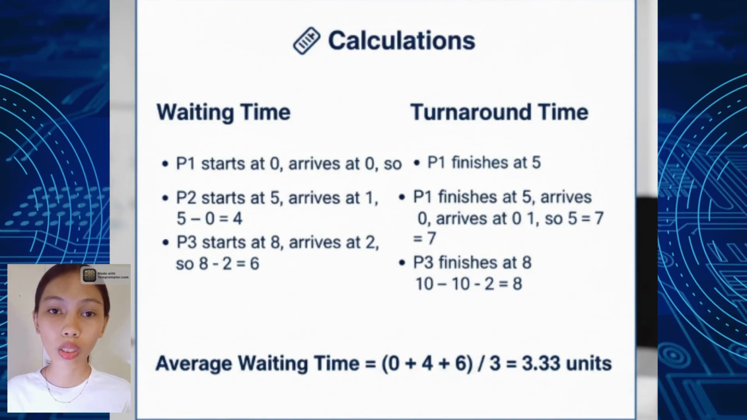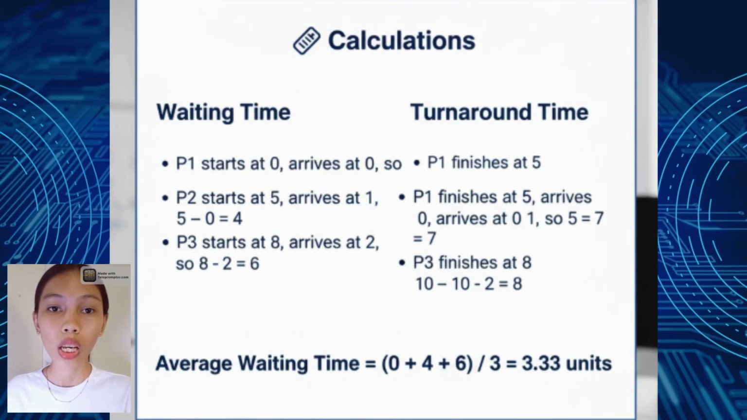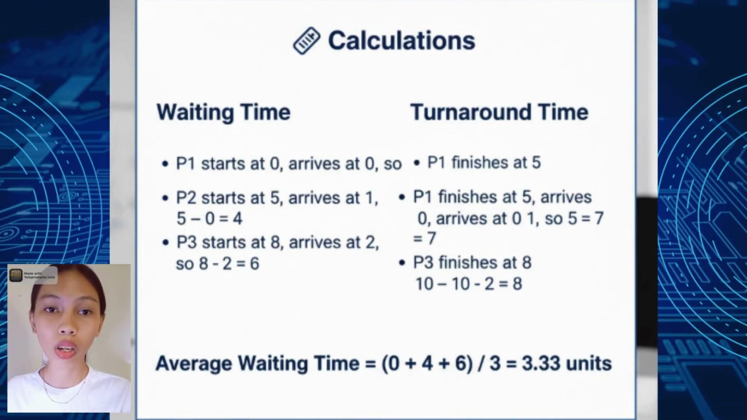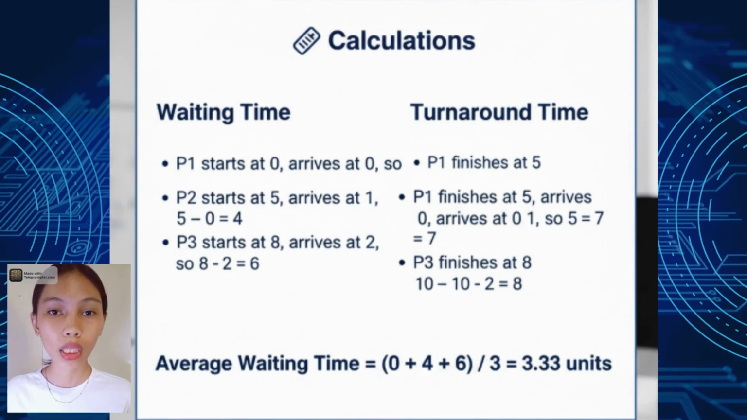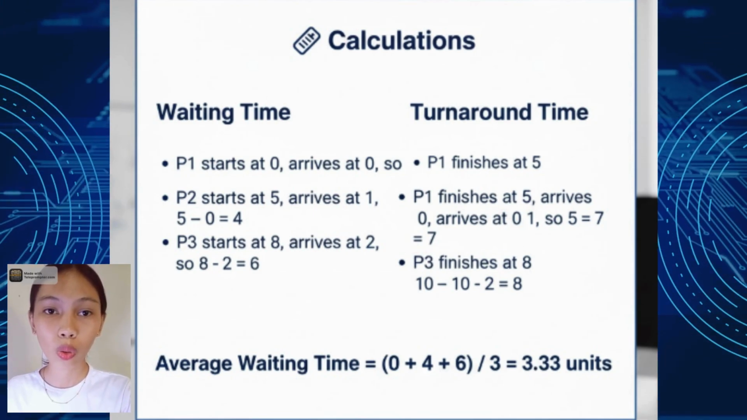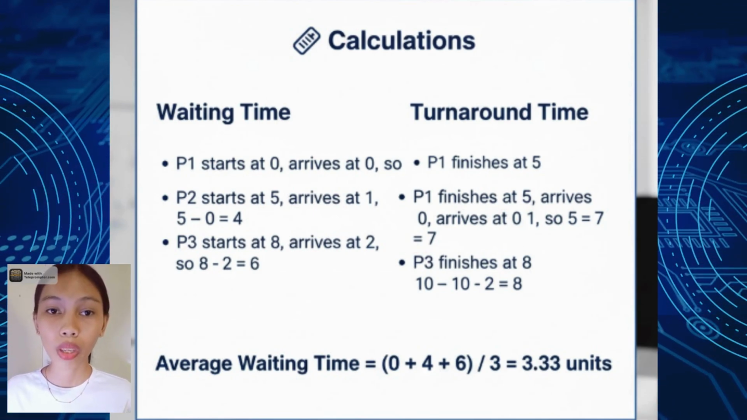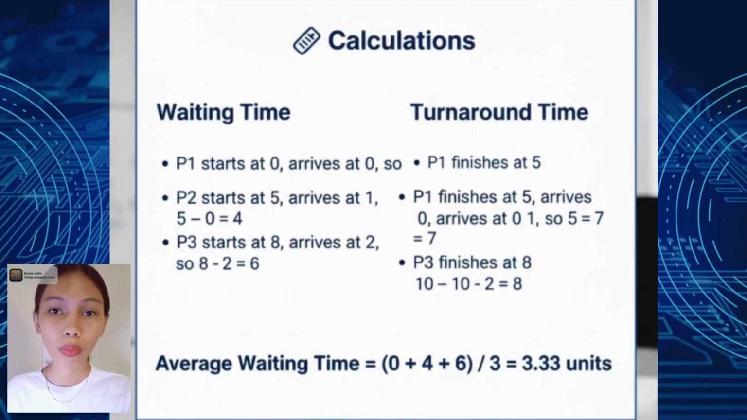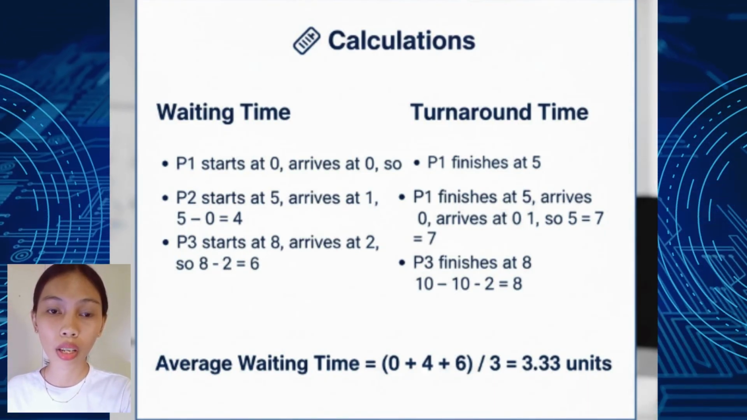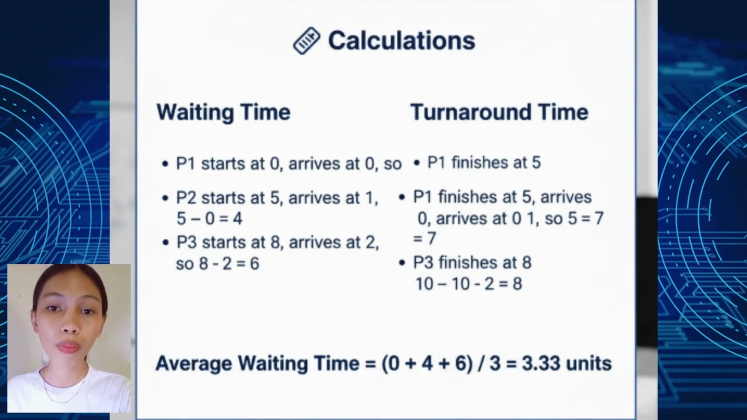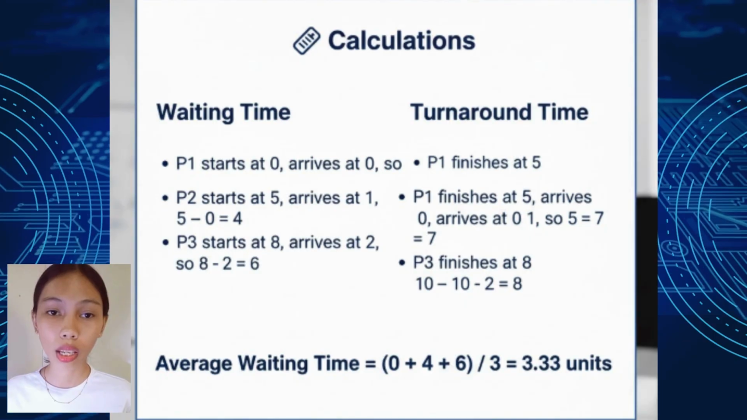Now let's calculate the turnaround time, which is the completion time minus the arrival time. For P1, it is 5 minus 0, which equals 5. For P2, it is 8 minus 1, which equals 7. For P3, it is 10 minus 2, which equals 8.